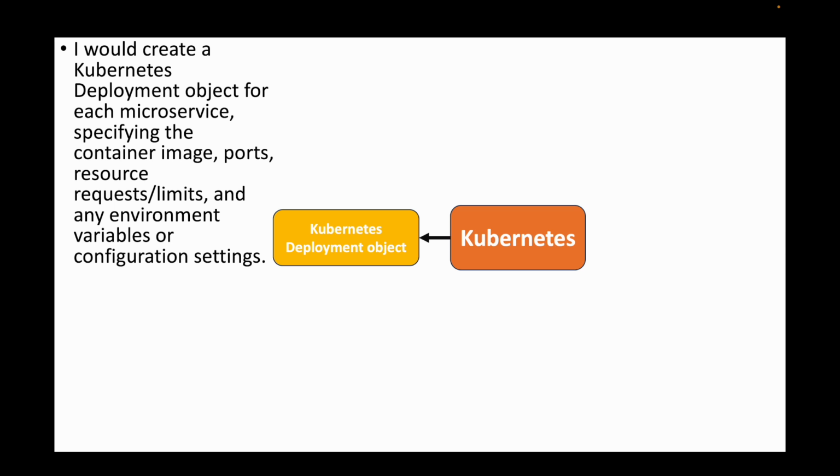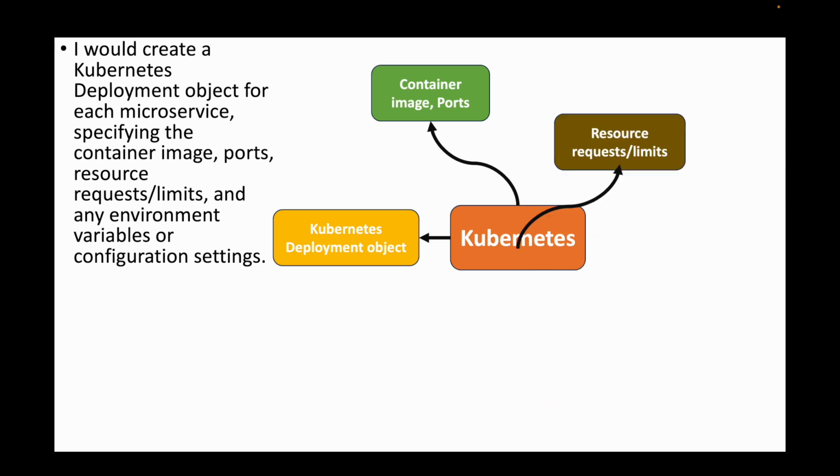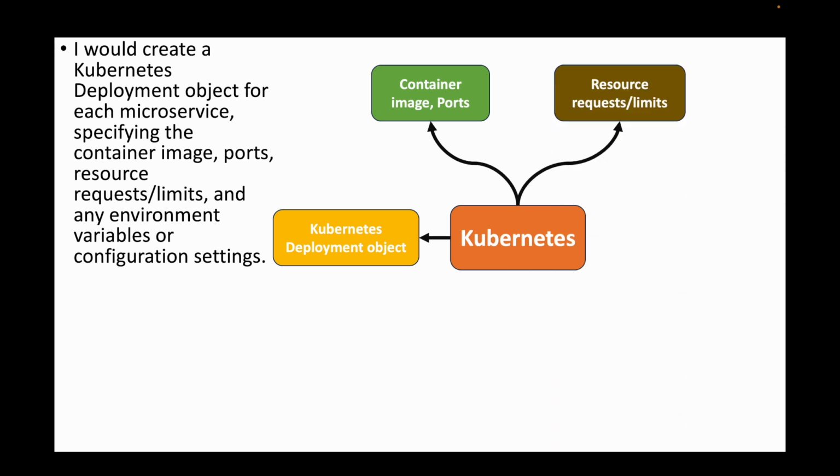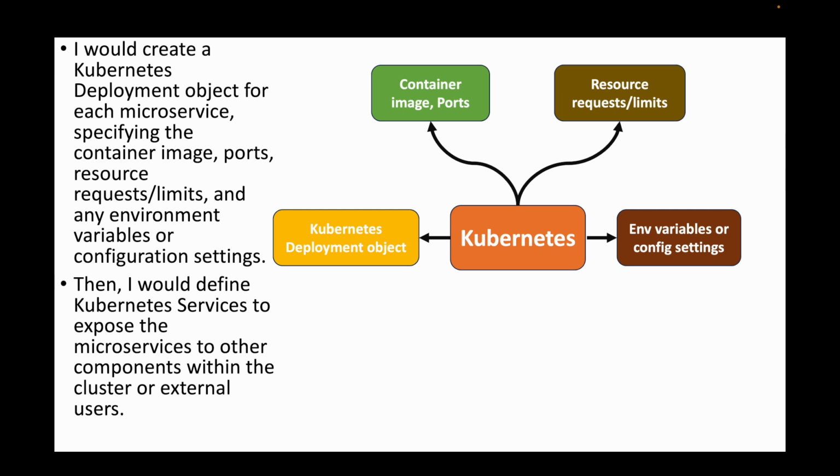Within this deployment object, we will be specifying various information like which container image to use, what port numbers to use, any resource requests or limits on resource utilization, and also any environment variables or configuration settings. So we will be defining all of these details within the deployment object.